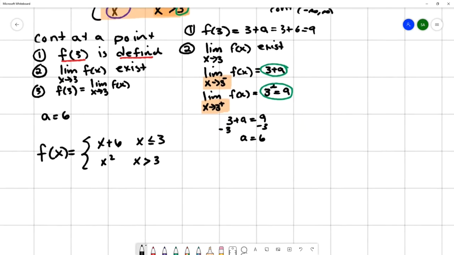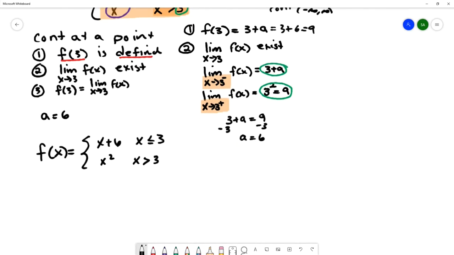our continuity criteria. So criteria number 1, f of 3 is defined. F of 3 will be 3 plus 6, which is 9. We use the first equation because it has the equal to.